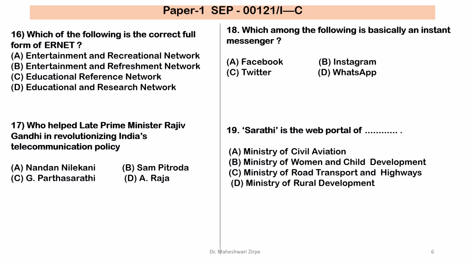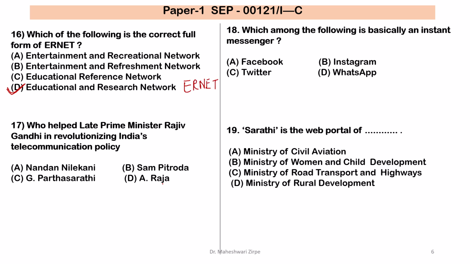Okay, the next one is, which of the following is the correct form of ERNET? So if you read the options, easily you can understand what would be the correct option, because the first one, you can see, is entertainment and recreation network. No. Entertainment and refreshment network. No, that is also wrong. So here the correct option is D, that is educational and research network. It is represented by ERNET.